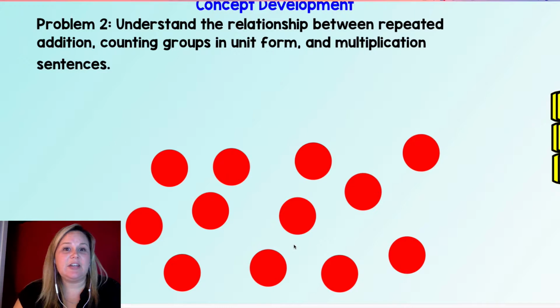Okay, friends, let's take a look at our next problem. Our next problem talks about understanding the relationship between repeated addition, counting groups in unit form, and multiplication sentences.